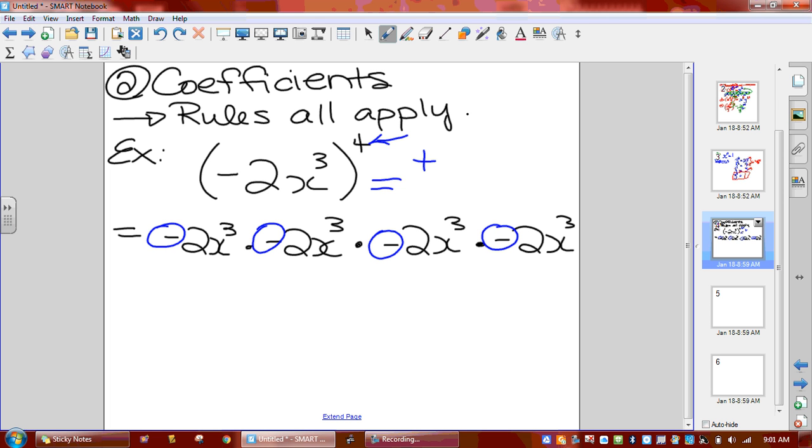Now, we have to take a look at those 2's. How many 2's do you see? 4 of them. We have to make sure we multiply 2 by itself 4 times. So we have 2 times 2 is 4, times 2 more is 8, and times 2 more, 16. We're going to get positive 16. Now how many x's do I have? What do you think? 12 of them. Count them, how many we've got.